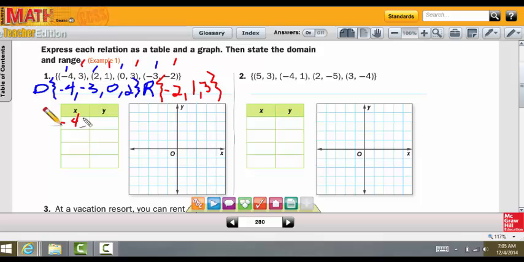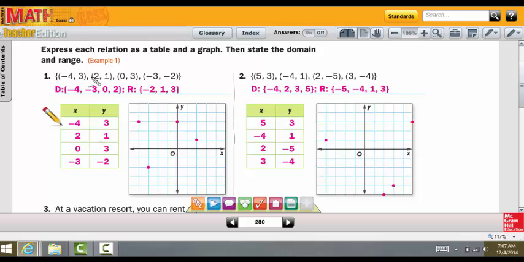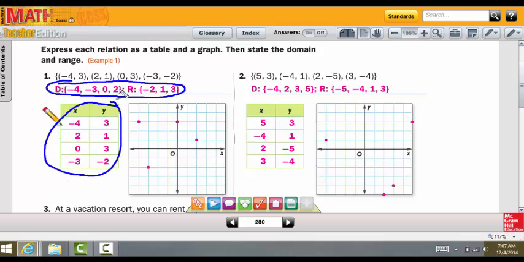For our first set of values, we would have x of -4 and y of 3. Then we would have 2, 1, 0, 3, and -3, -2. Now I'm going to once again switch to doing this the easy way. Again, notice that we had our domain and range exactly like I just explained. Then we have these values here.